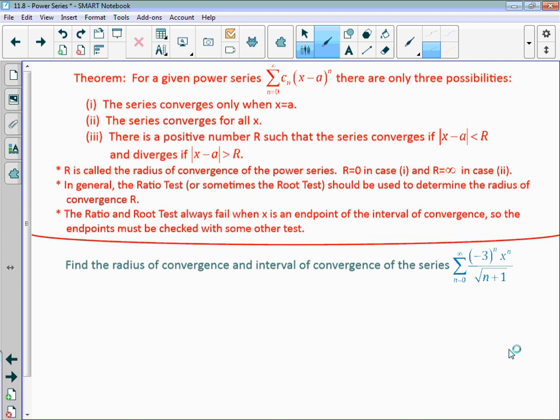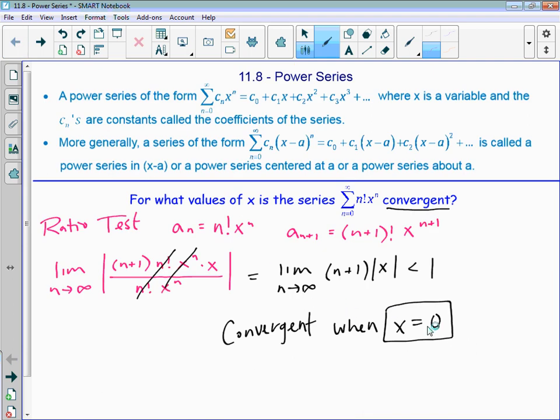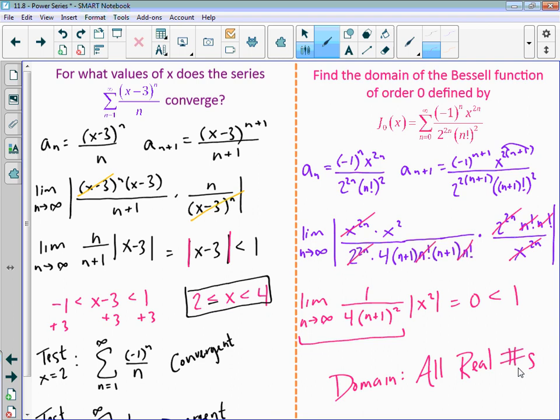Yeah, this has a lot of words, but let's just focus on the important stuff. Okay, so theorem: for a given power series, there are only 3 possibilities. It either converges when x equals a, it converges for all x, which we just saw, or there's some positive number where it converges. So we have the case of this one where it converges when x is a certain value, the case where it converges all of the time, or the case where it converges some of the time.